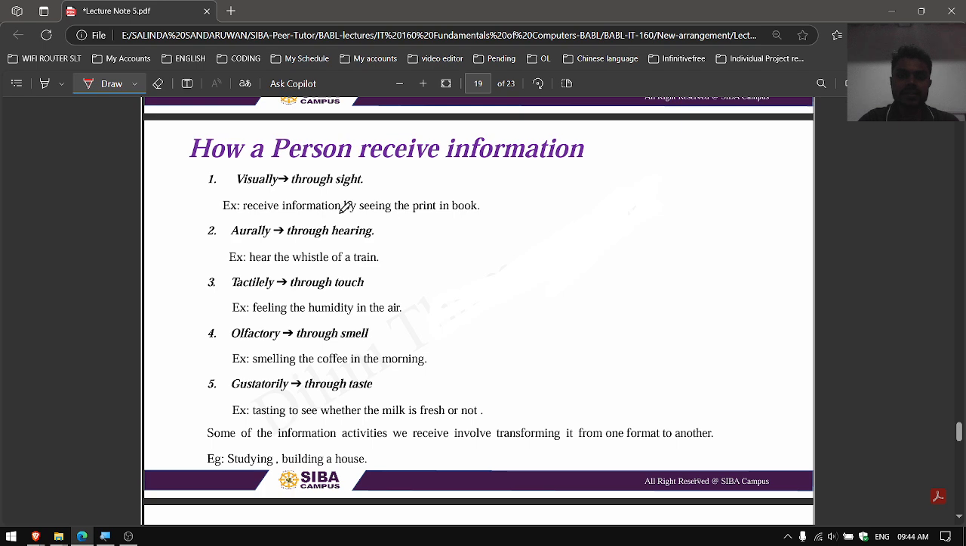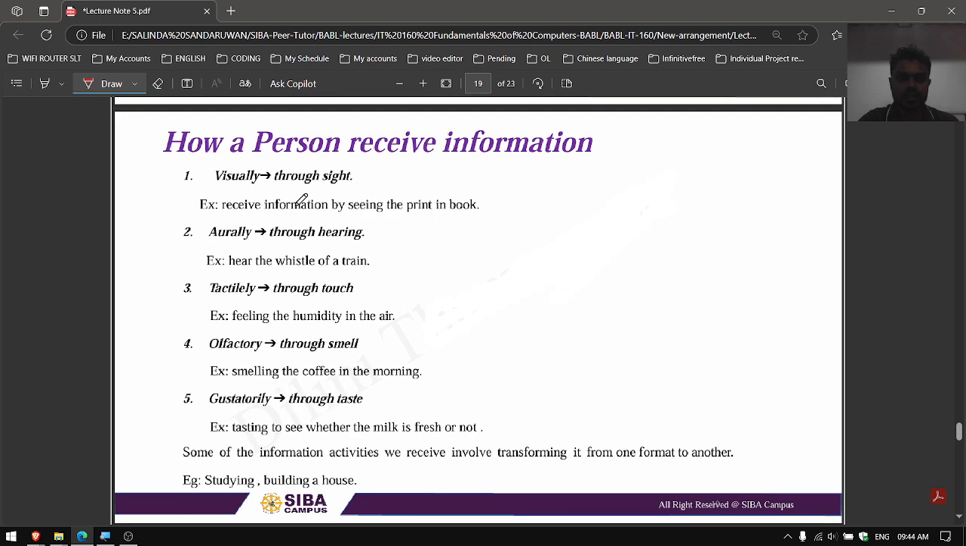How a person receives information. So this is how a normal human receives information, mostly through visual insight, orally through hearing, tactilely through touch, olfactorily through smell, and gustatorily through taste. You can taste it. So it's about the five senses, right?